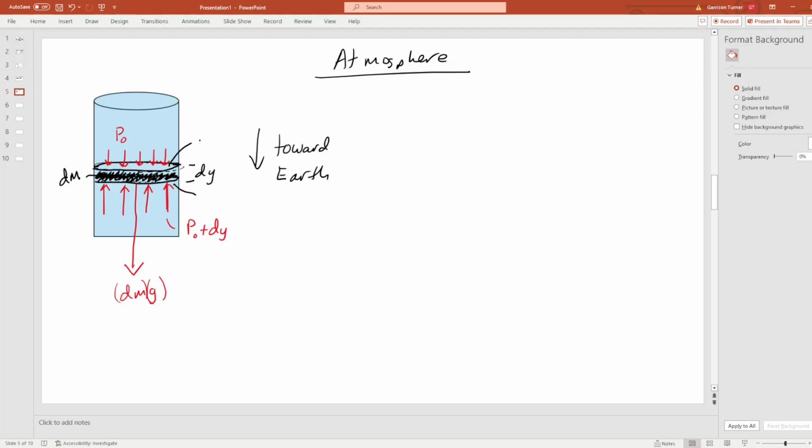Both the top and the bottom of the cylinder are going to have the same areas. They're going to have the same area A. And so my weight is downward, as is the pressure from the top, but my pressure from the bottom is upward. So what we have here is my pressure.